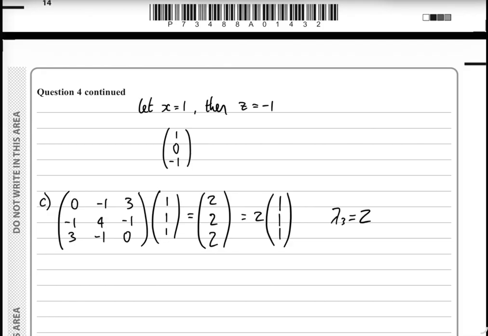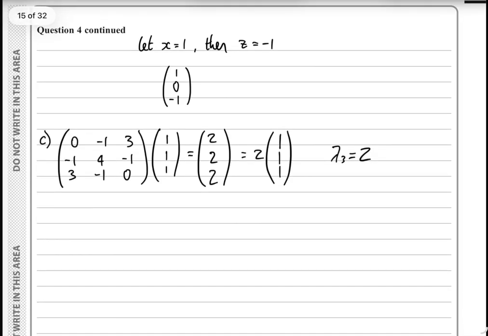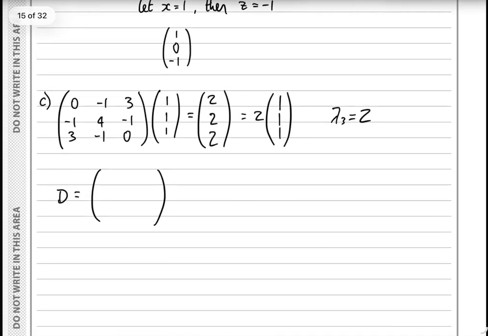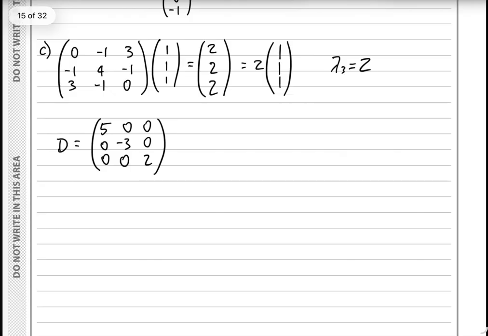Now that I've got the eigenvalues, that is going to give me an easy way to get D, the diagonal matrix, because I just need to use those 3 values. We had 5, minus 3 and 2. Put those on the leading diagonal, zeros everywhere else. That is D, and it doesn't matter which order you put those values in there, so long as what we do next is in the same order.